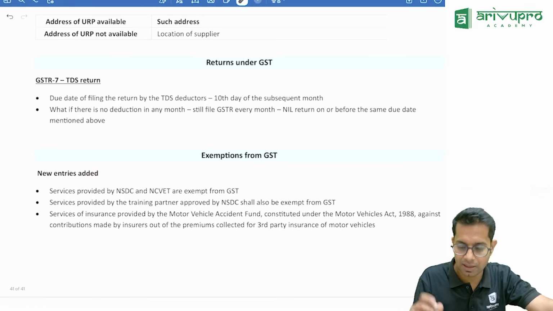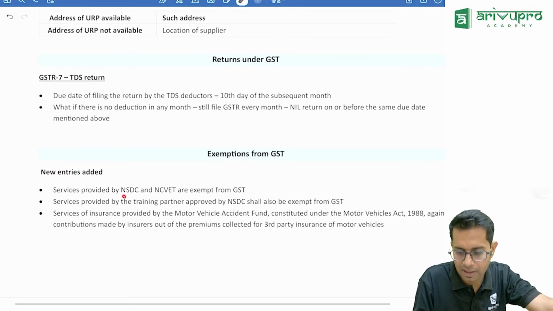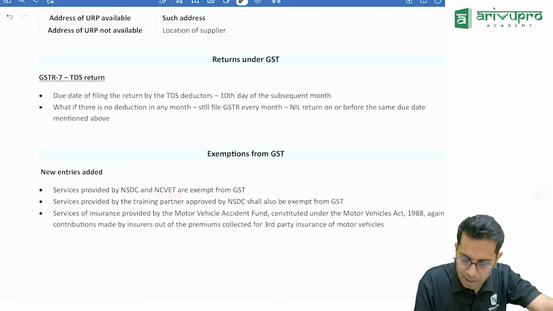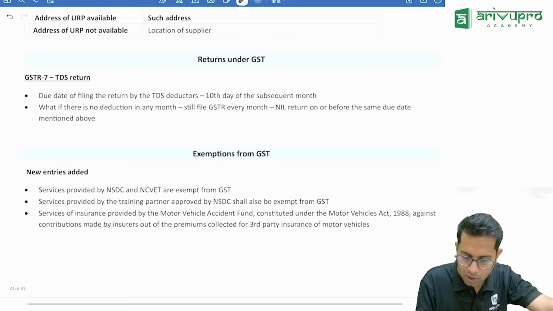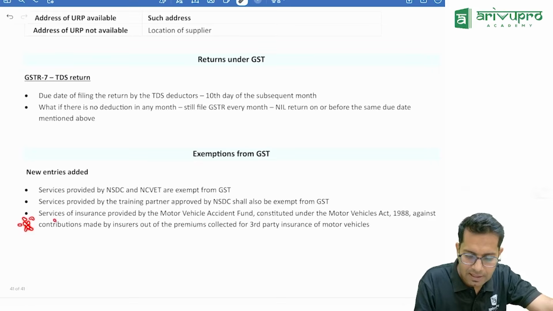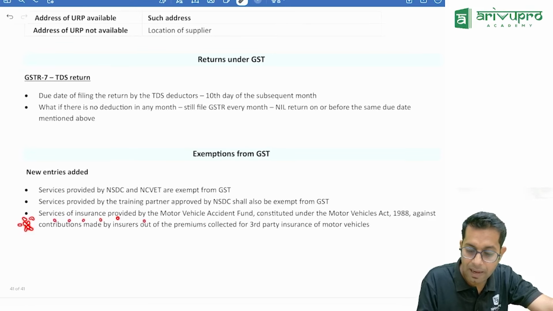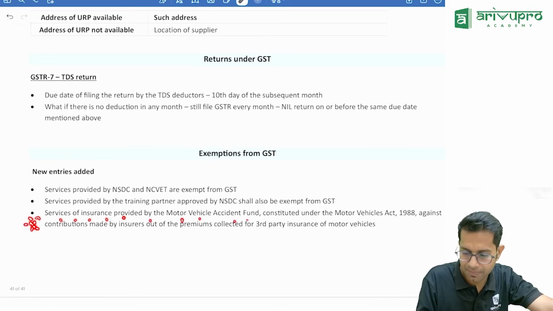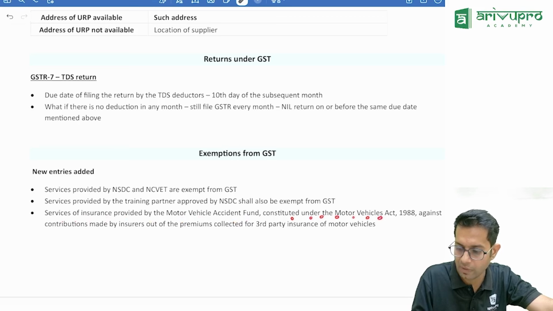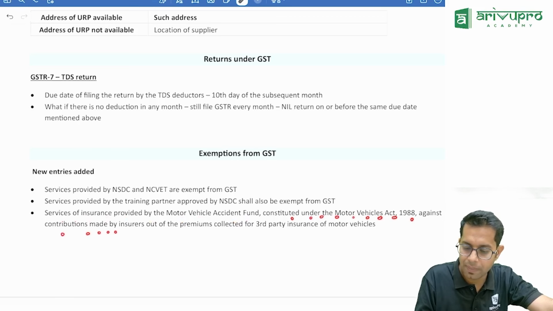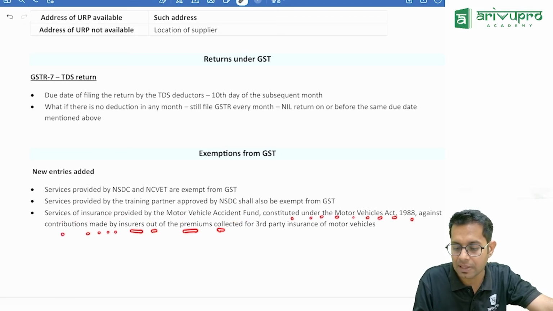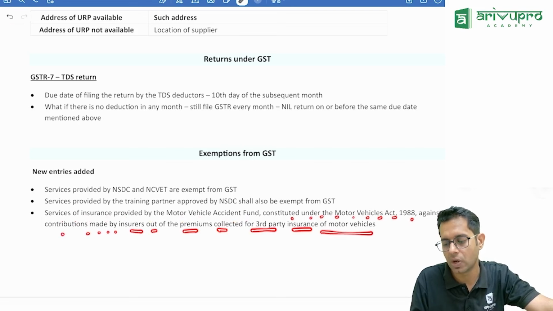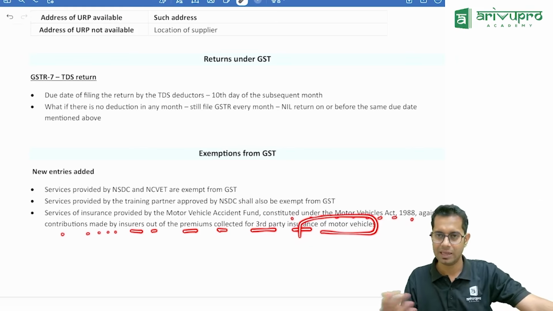From exemptions, that point we have covered, the National Council of Vocational Training. Now here, this point has been newly added. Services of insurance provided by the Motor Vehicle Accident Fund constituted under the Motor Vehicle Act against contributions made by insurers out of premiums collected from third party insurance of motor vehicles are exempt.